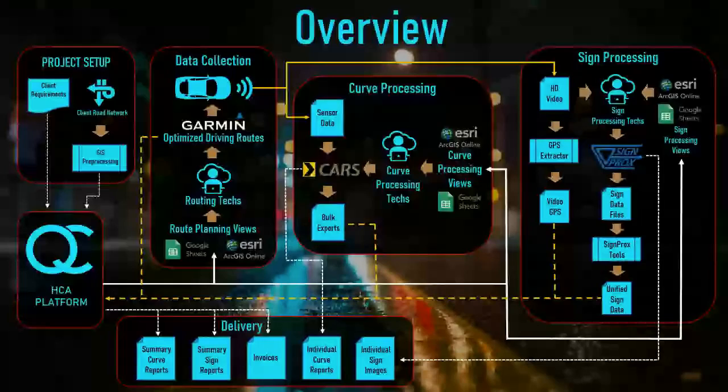Then finally, we do deliverables as a synthesis of outputs from our system, which is going to be the summary, overview, metrics, invoices, and the individual elemental reports and sign images from the two softwares. So that's the gist. Now I'll get into some of the competitive advantages that we've discovered.